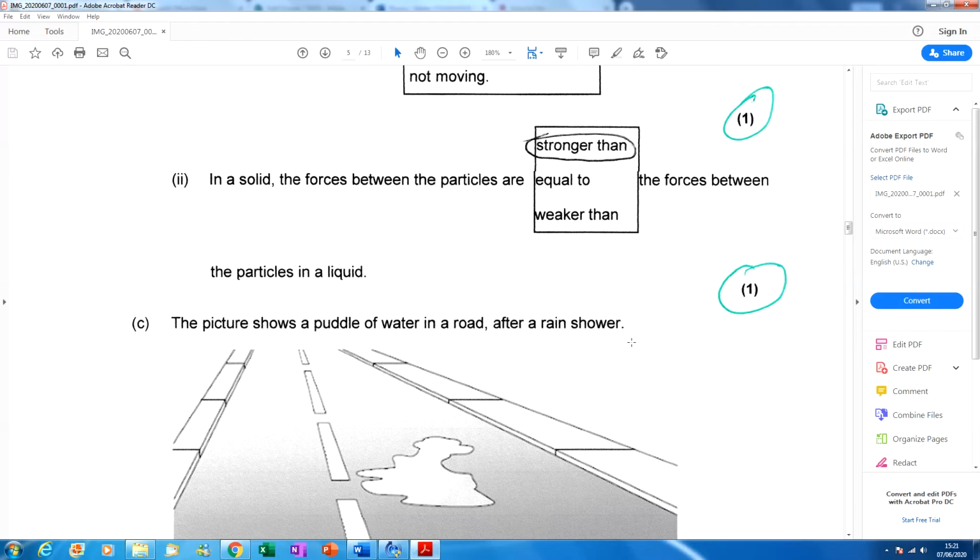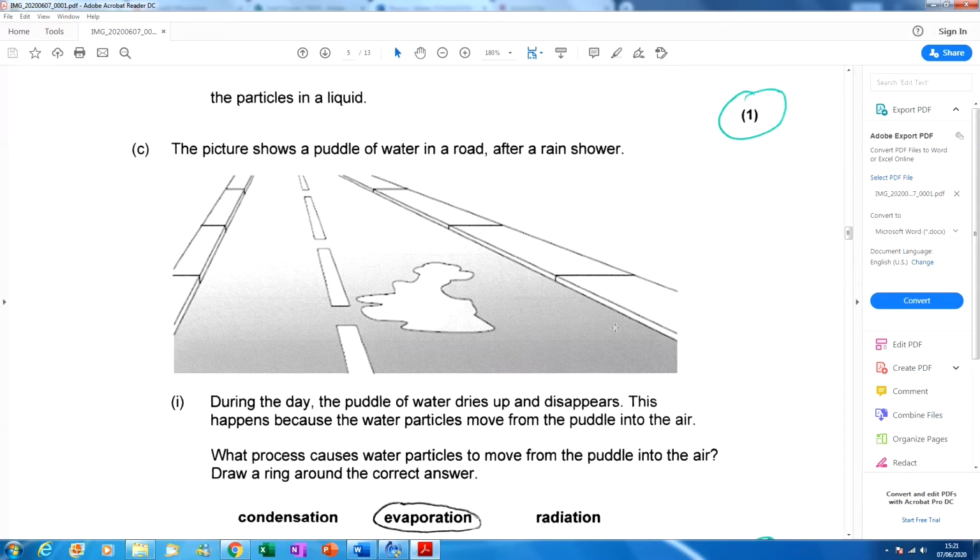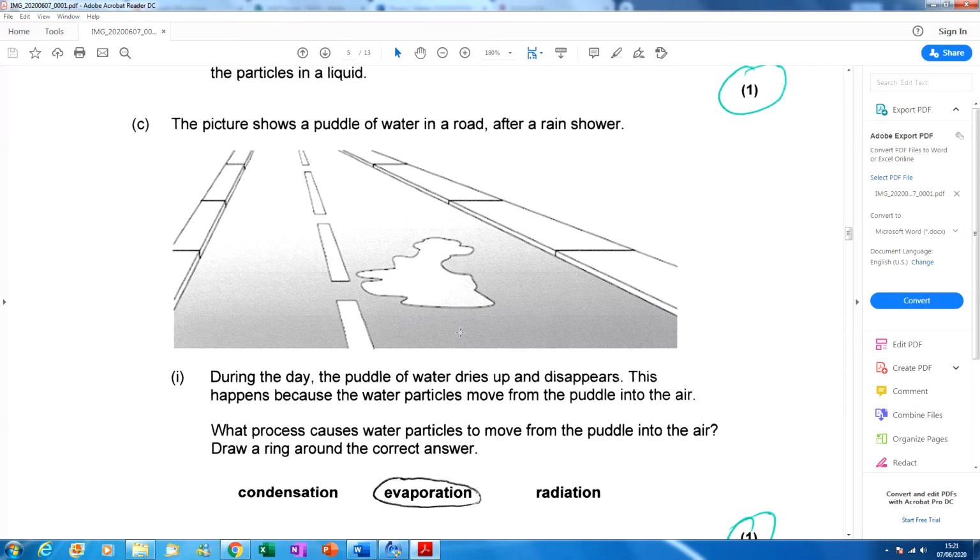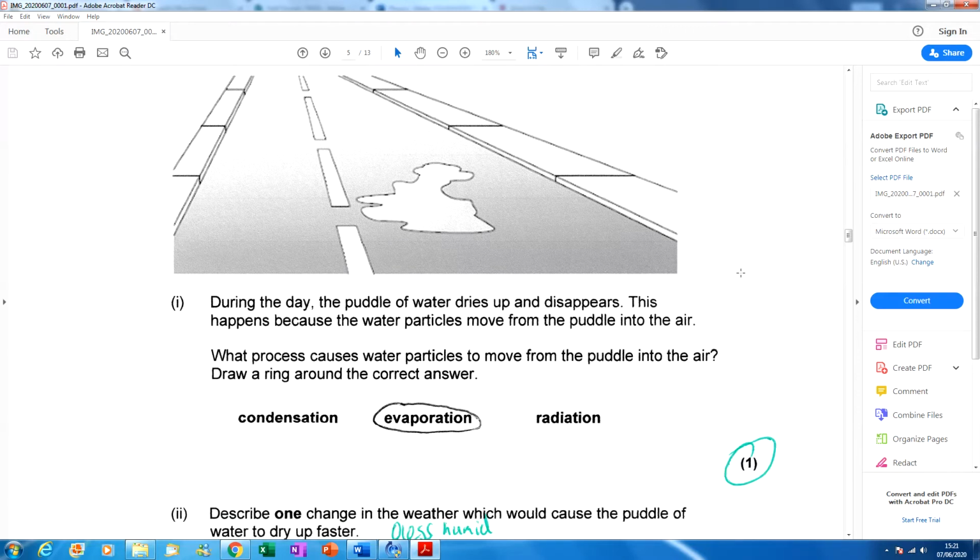The picture below shows a puddle of water in the road after a rain shower. Here's the puddle. Part 1. During the day, the puddle of water dries up and disappears. This happens because the water particles move from the puddle to the air. What process causes the particles to move from the puddle into the air? Draw a ring around the correct answer.